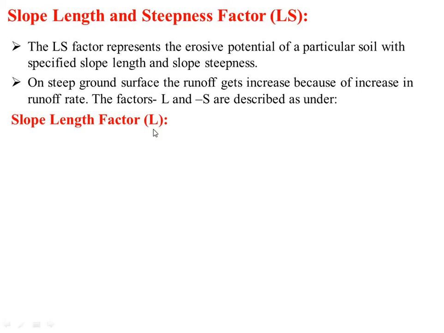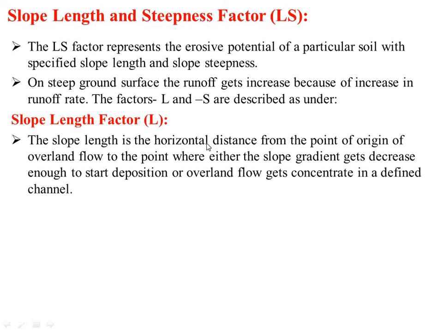Slope length factor. The slope length is the horizontal distance from the point of origin of overland flow to the point where either the slope gradient gets decreased enough to start deposition or overland flow gets concentrated in a defined channel.